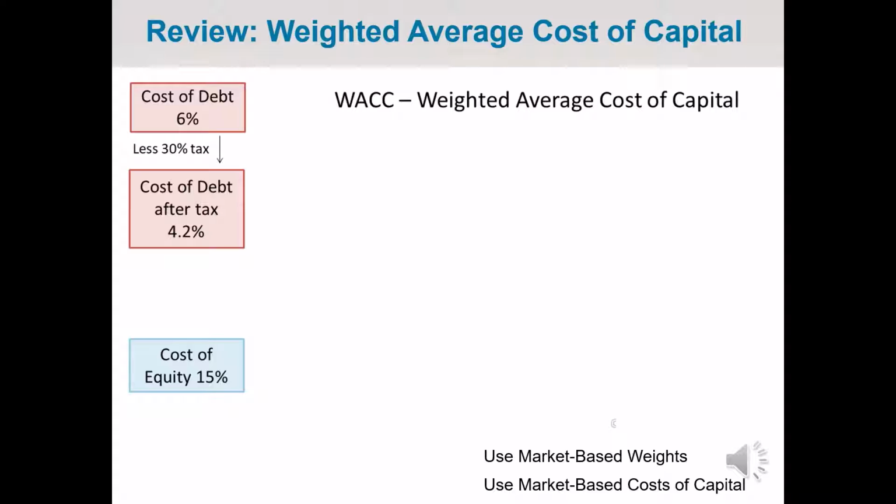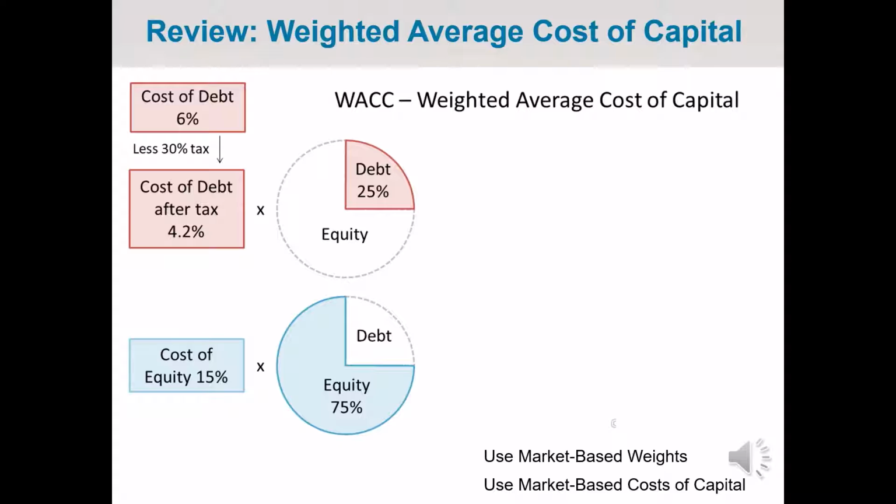We start out by looking at the cost of our debt. Here the cost of debt is 6%, but if we're in the 30% tax bracket, we can reduce our cost of debt by the amount that we save in our taxes. So the cost of debt after tax is 4.2%. The cost of equity is 15%.